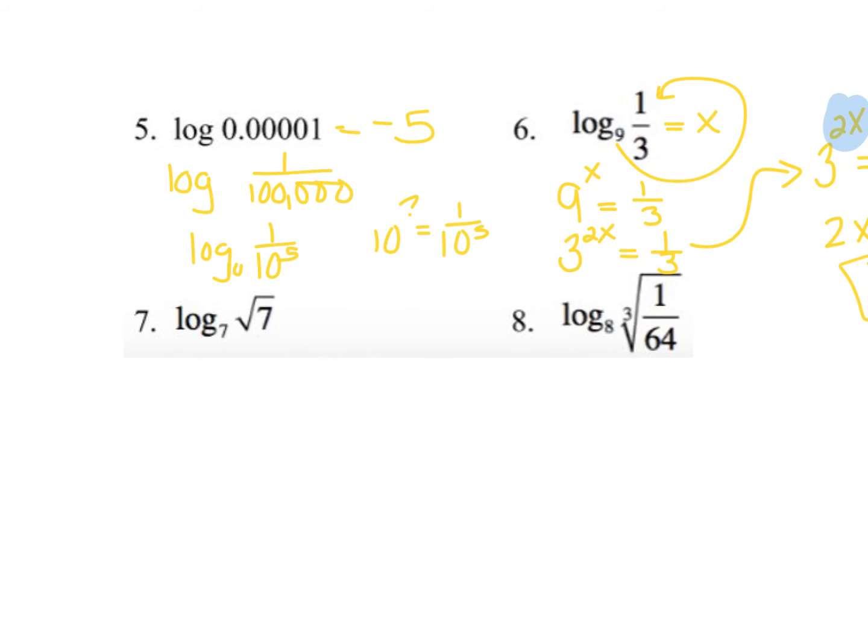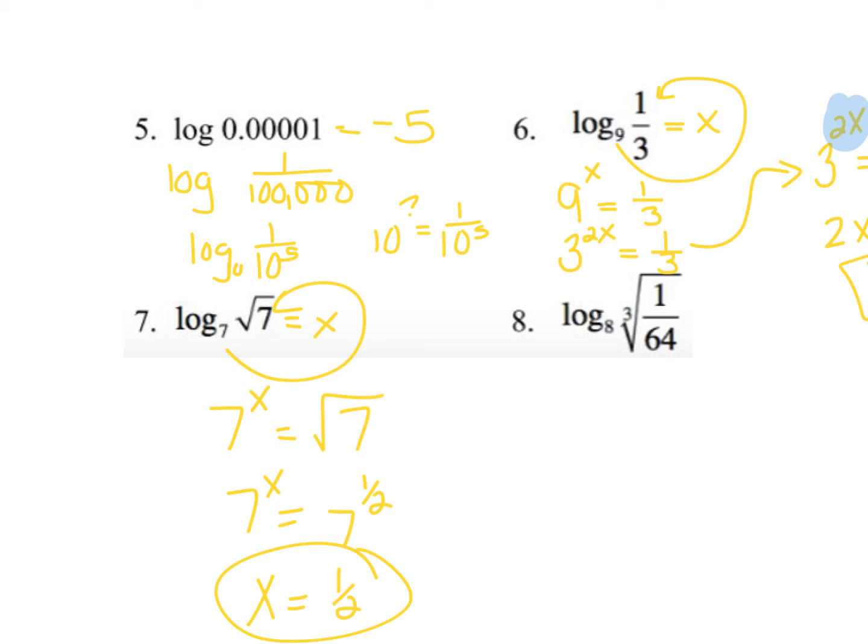Numbers 7 and 8, I'm going to get into some radicals. Log base 7 of root 7. So this is saying, again, if I set this equal to x, 7 to some power is equal to the square root of 7. Well, if you think about what the square root of 7 is equivalent to, that's the same as 7 to the 1/2 power. So what does my missing exponent have to be? x has to be 1/2.